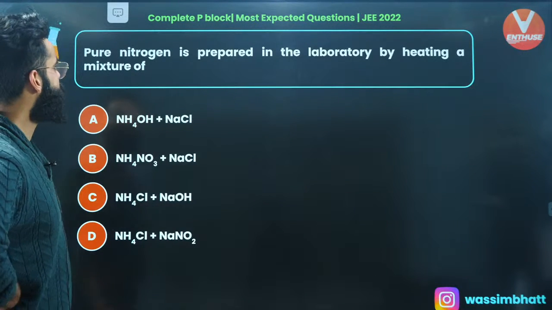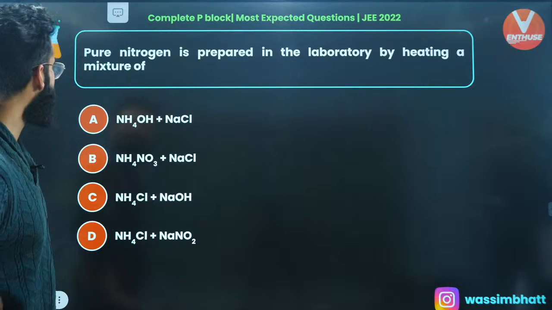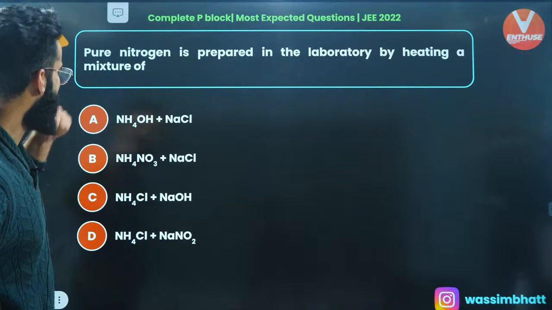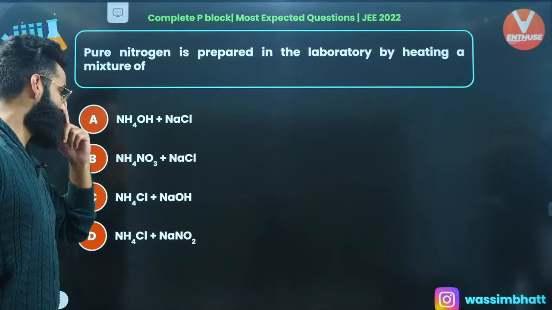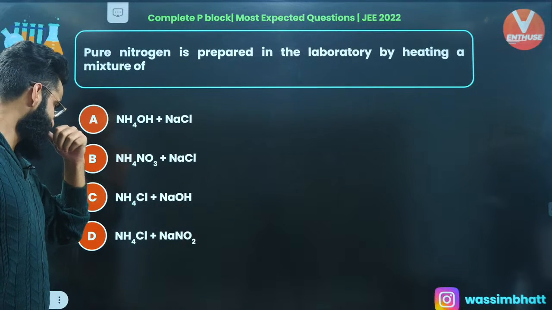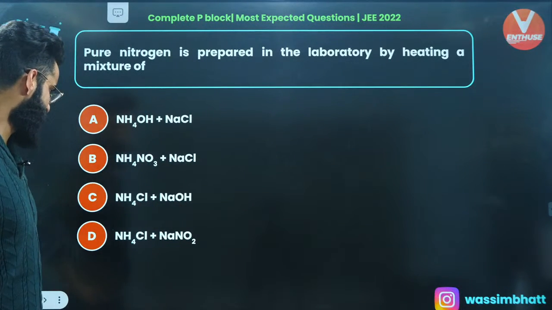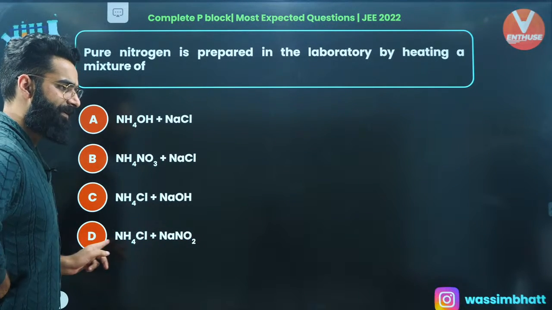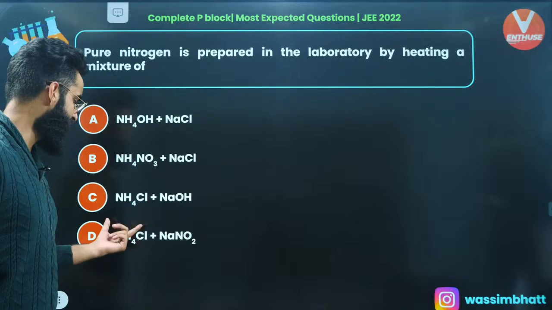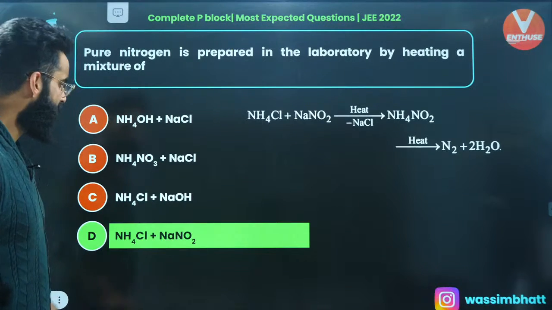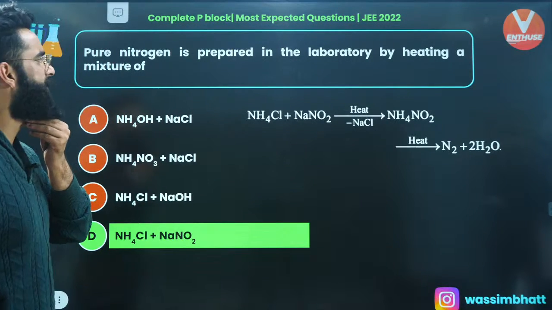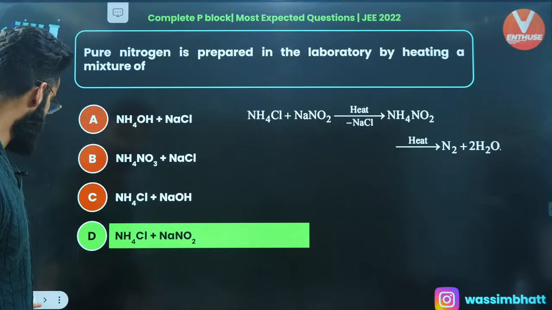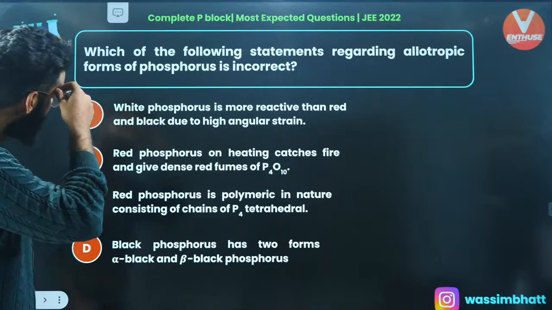Pure nitrogen is prepared in the laboratory by heating a mixture of what? NH4OH plus NaCl, no. NH4NO3 plus NaCl, no. NH4Cl plus NaOH, no. Option D is the correct one among all, right? When NH4Cl is made to react with NaNO2, you get pure nitrogen in the lab. So it's option D, which is the correct answer to this question as well.